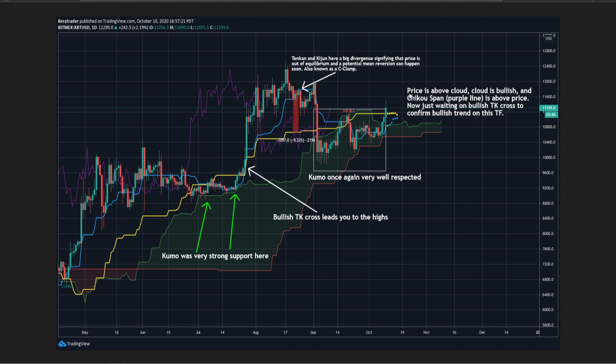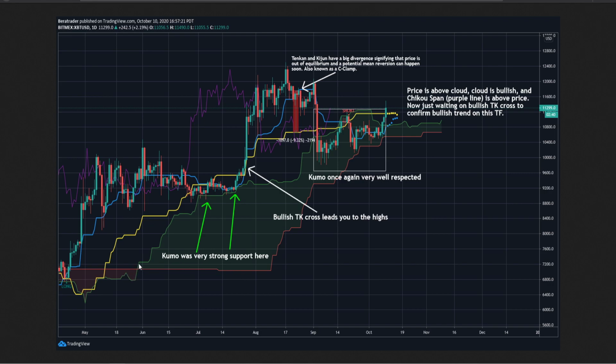But here I told my group, the price is above the cloud. The cloud is bullish. So you can see here, the cloud flipped bullish all the way back here. So once you had this crossover, now the green is above the red. By the way, I'm trying to keep these in really simple terms as possible.